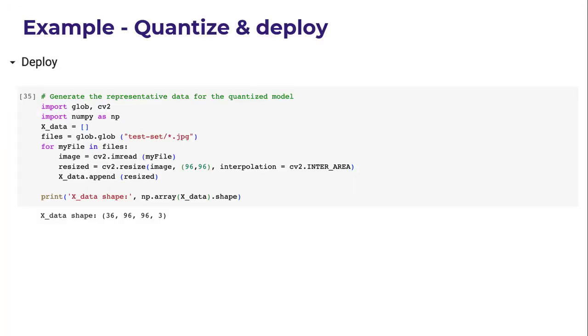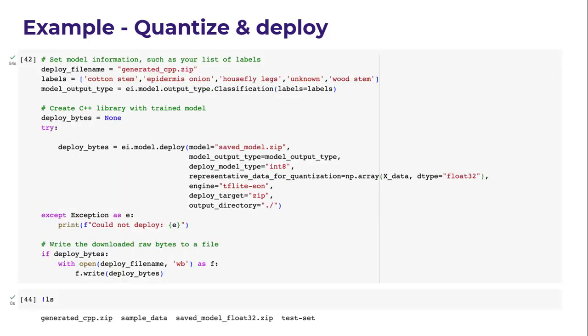So if I want to quantize and deploy, first step I would need to do is to create a set of representative features for the quantization. Here I'm just creating a NumPy array from my test dataset. So it's basically, I've got 36 images of 96 by 96 height and width, and it's a RGB image, so three channels. I'm not going to go through the code. It's basically how to create a NumPy array.